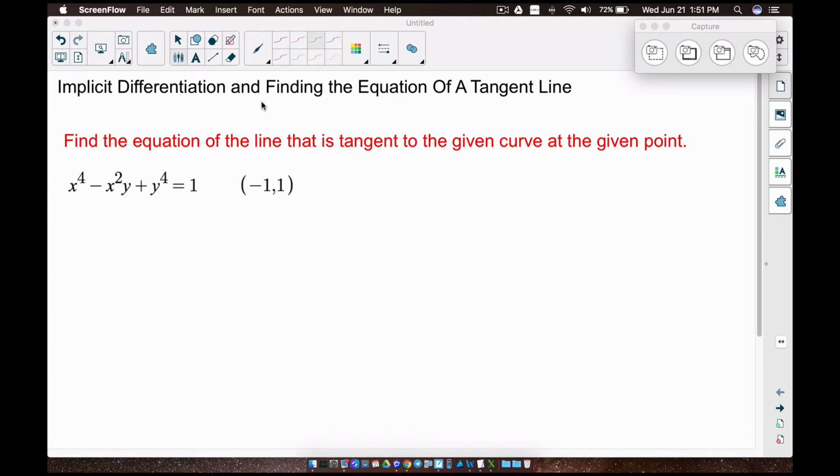Alright, in this video we're going to look at an example of implicit differentiation, and we're going to find the equation of a tangent line. And the example that we have here, we want to find the equation of the line that is tangent to the given curve at the given point.